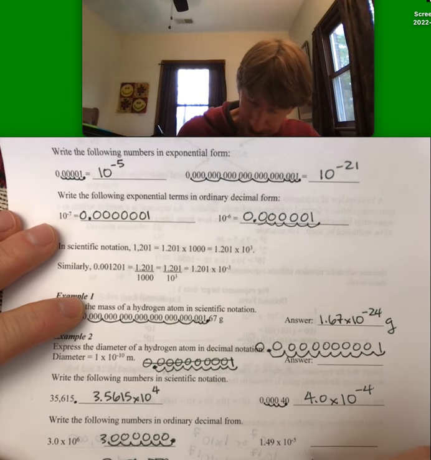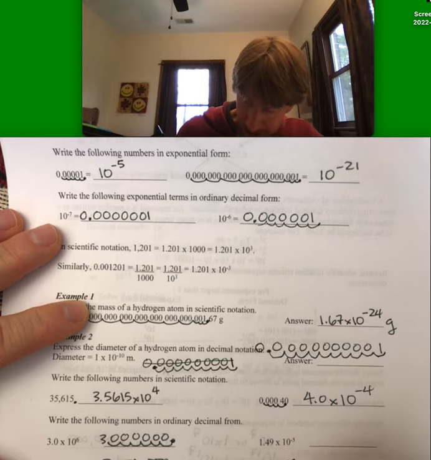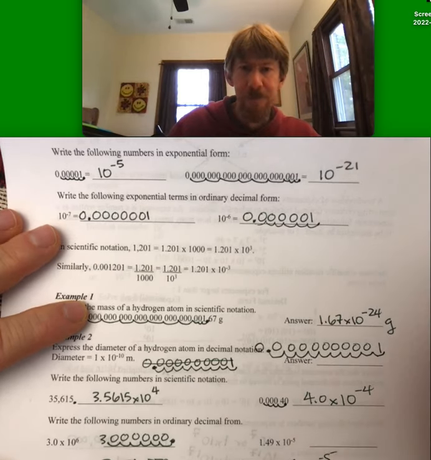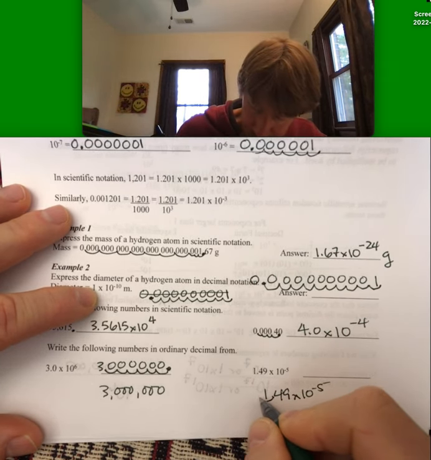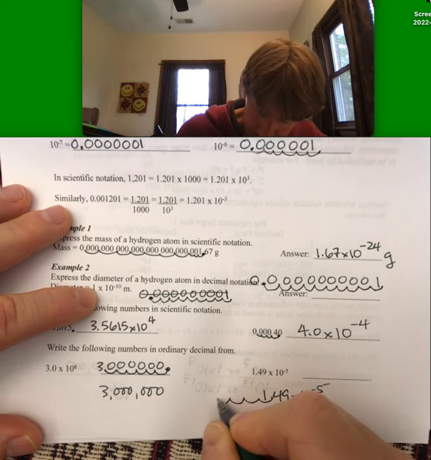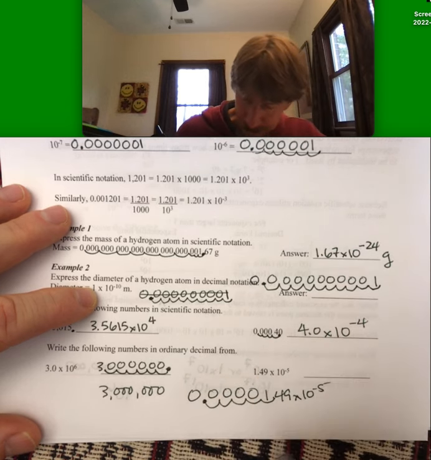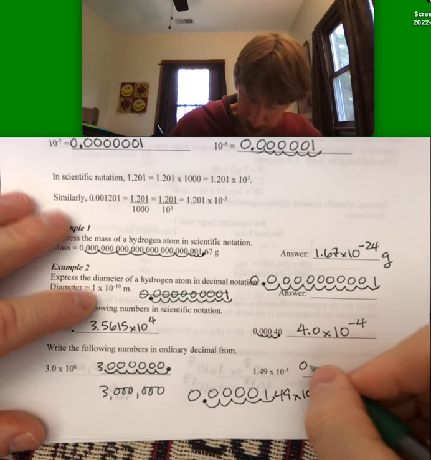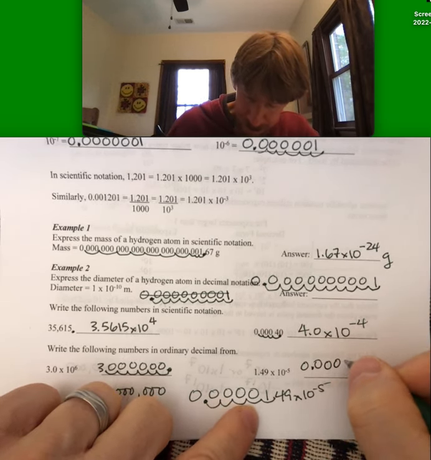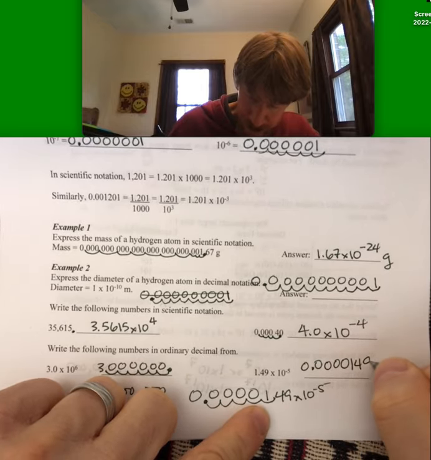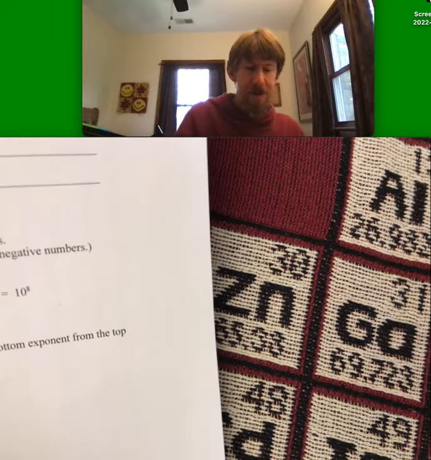So 1.49 times 10 to the minus fifth. Oh, holy cow, I'm sorry. Gets back on the page there. So 1, 2, 3, 4, 5. And that should be right. So 0.0000149. Yep. So far, so good.